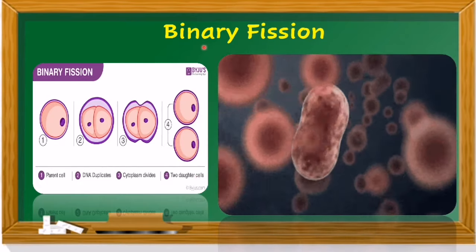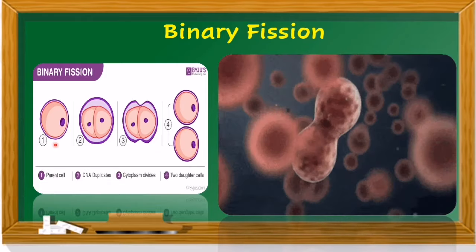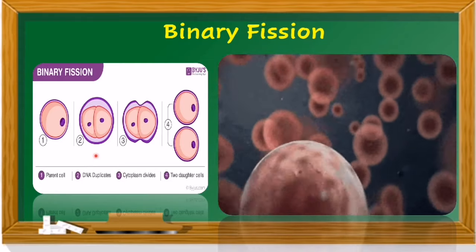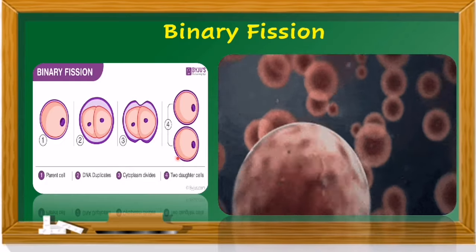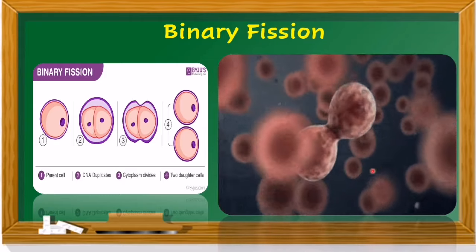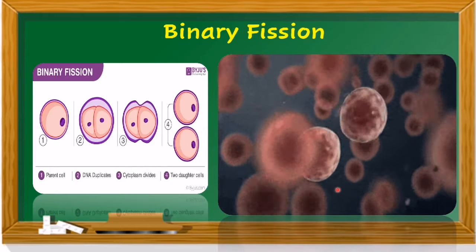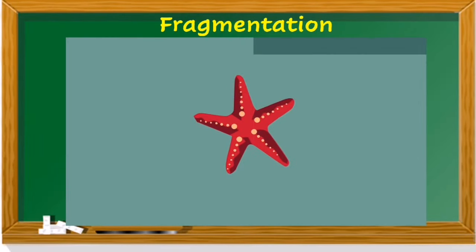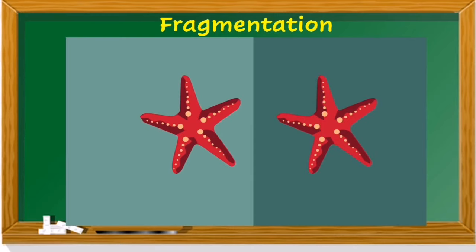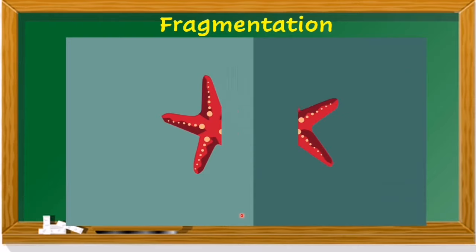This is an example of binary fission. This is the parent cell, number 1, and number 2, the DNA duplicates, and number 3, the cytoplasm divides, and then they became two daughter cells. As you can see in this illustration, the one becomes two daughter cells. And this is an example of fragmentation. Look at this starfish. This is an example of fragmentation.